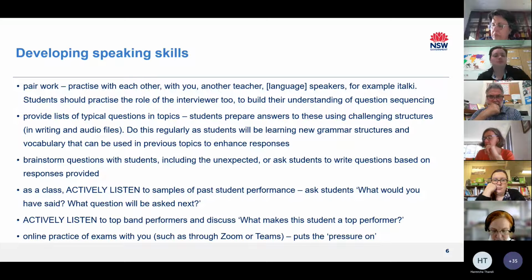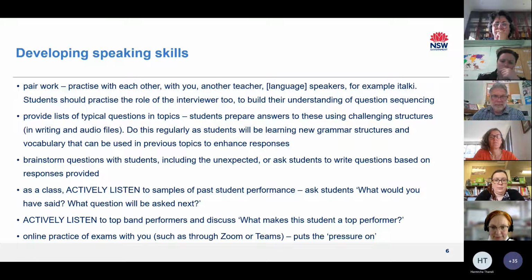Here are some examples. Pair work, practice with each other, with you, another teacher, target language speakers, for example, using apps like italki. Students should practice the role of the interviewer too, to build their understanding of question sequencing. Provide lists of typical questions in topics. Students prepare answers to these using challenging structures in writing and audio files. Do this regularly as students will be learning new grammar structures and vocabulary that can be used in previous topics to enhance responses.